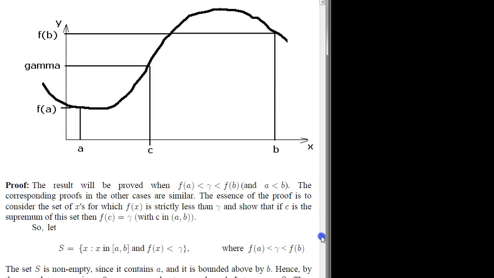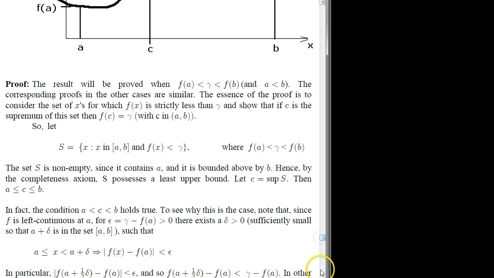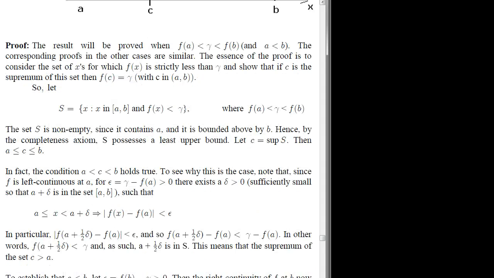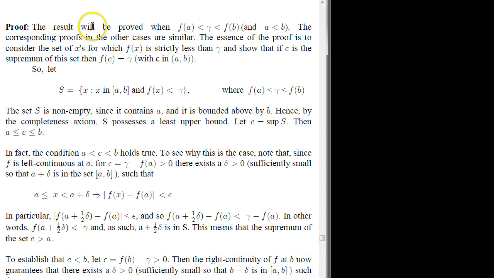So let's just go down the page and look at the proof. And we'll start the proof now. So we prove this result when f(a) is less than gamma is less than f(b), and a is less than b. The corresponding proofs in the other cases are similar. So we're going to assume that f(a) is less than f(b), gamma lies between, and of course a is less than b in the interval.